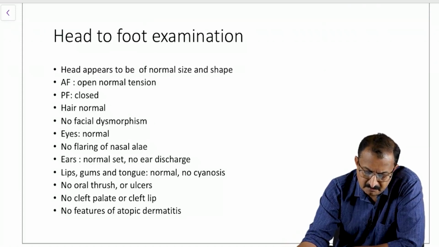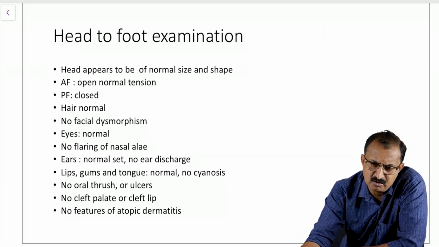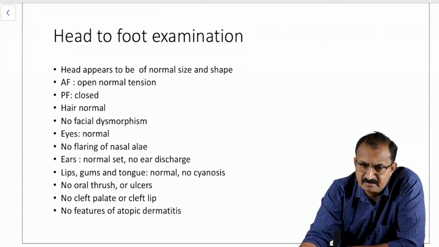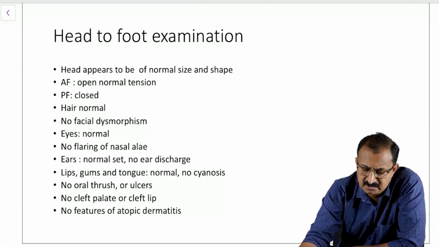Lips, gums and tongue normal, there is no cyanosis, no oral thrush or ulcers, no cleft palate or cleft lip. Cleft palate, sometimes a small cleft may not be detected in the newborn period. When the child develops frequent aspirations leading on to respiratory problems, then only you may diagnose a small cleft palate. Sometimes it may be a submucosal cleft.